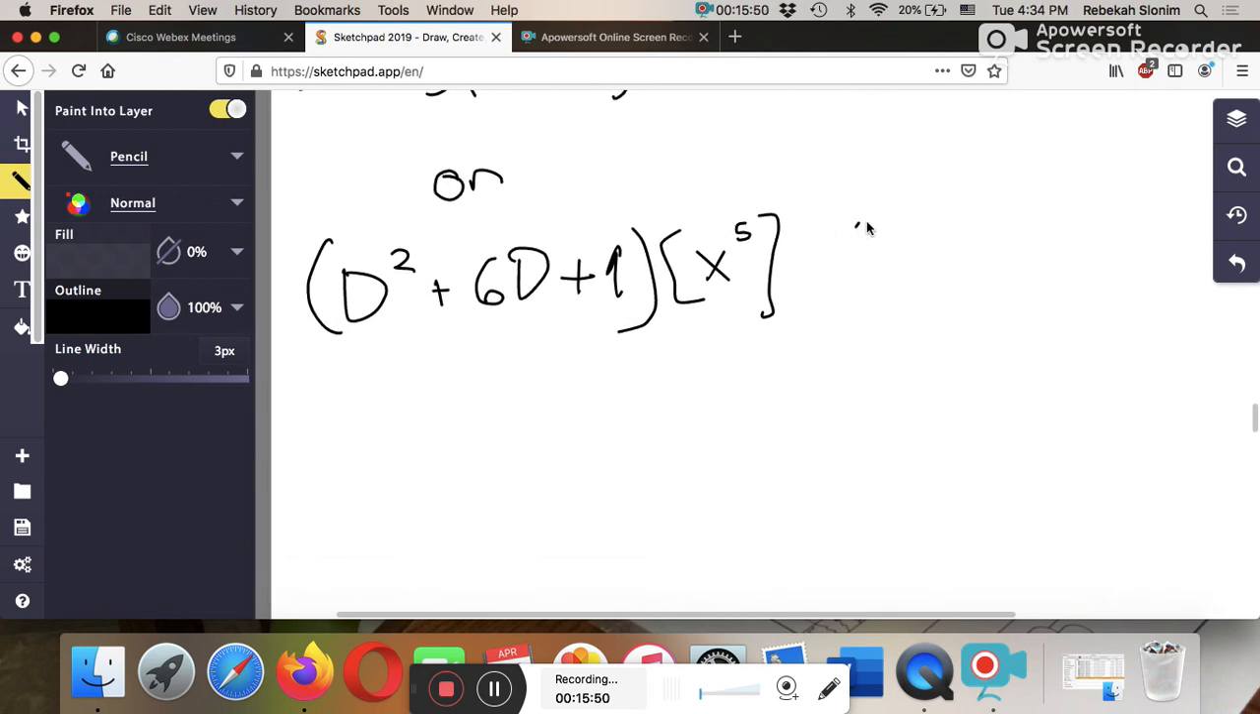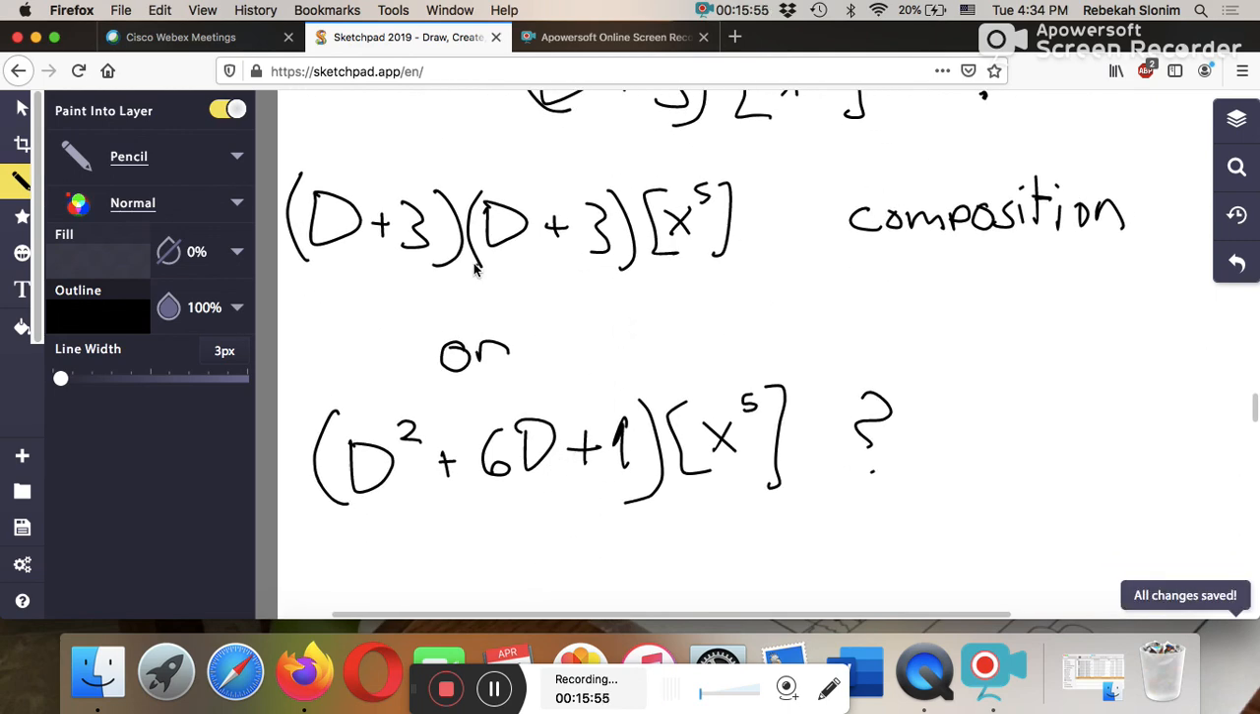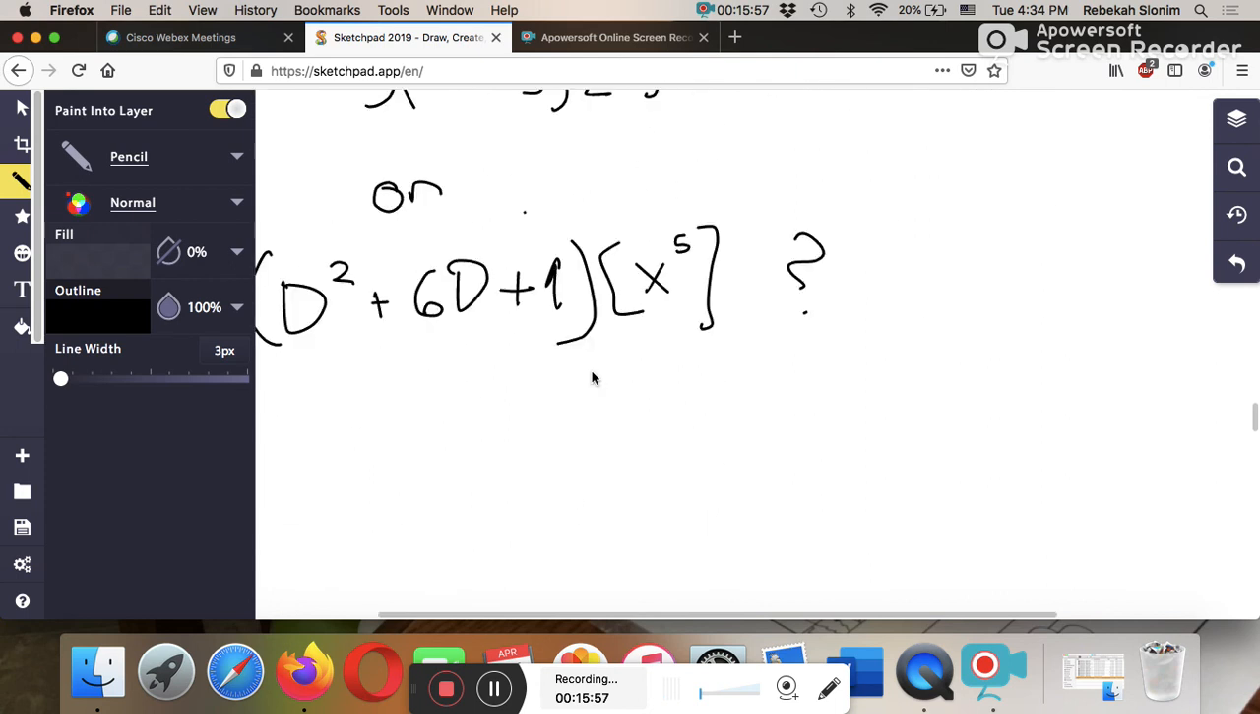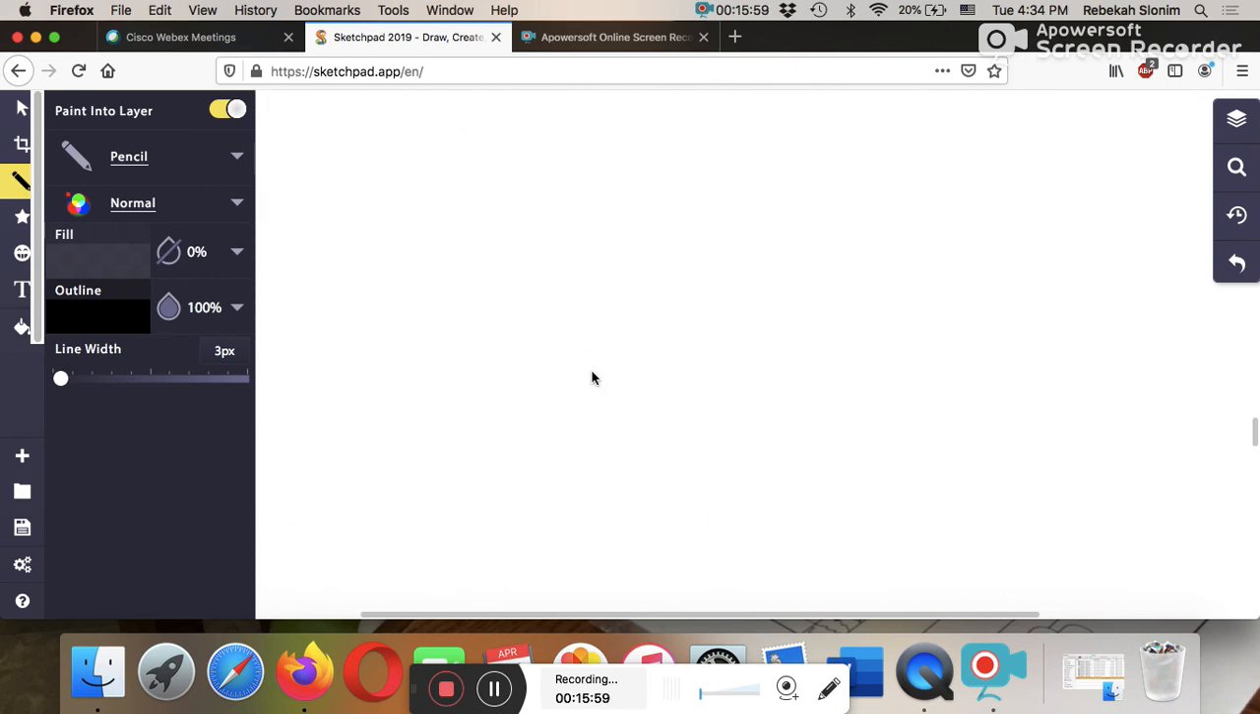I'll put a question mark here. Okay, are they the same? Well, let's check. Let's first do this composition one. So let's try to do D plus 3 applied to x to the fifth.